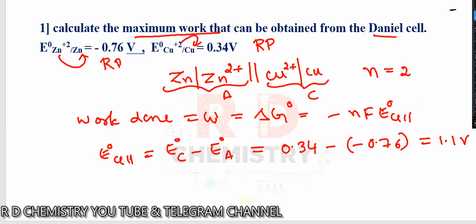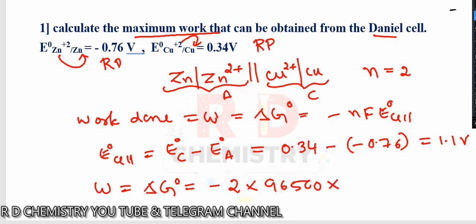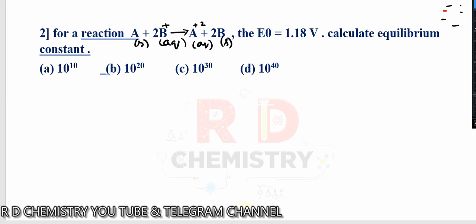Now we'll calculate W, maximum work done, that is nothing but delta G naught, which is equal to minus n, number of electrons transferred 2, into Faraday's constant 96,500 coulombs, into E naught cell we have calculated, 1.1. So this is equal to minus 212,300 in terms of joules, or finally minus 212.3 in terms of kilojoules. Right? This is one of the simple questions that can be asked.